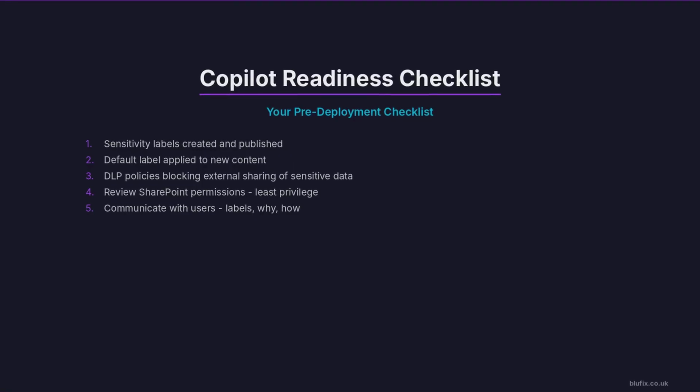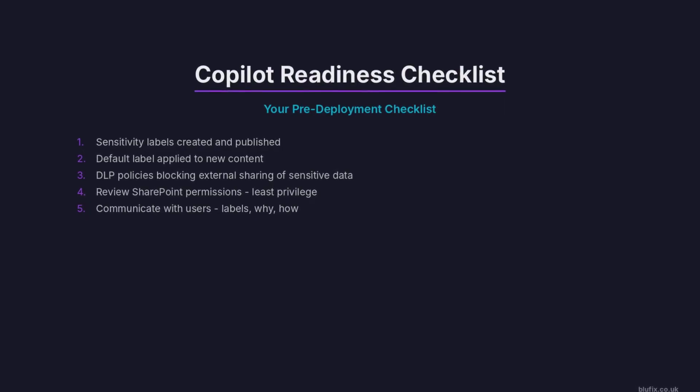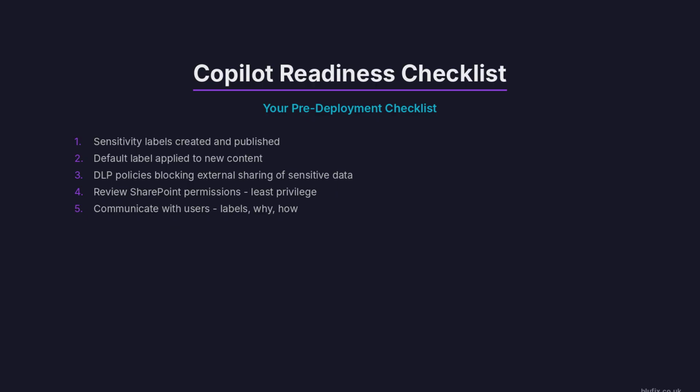So let's bring it all together. Here's your Copilot readiness checklist. Number 1, sensitivity labels created and published. Check. Number 2, default label applied to new content. Check. Number 3, DLP policies blocking external sharing of sensitive data. Check. Number 4, review your SharePoint permissions and make sure people only have access to what they need. That's an admin task you should do regardless. And number 5, communicate with your users. Tell them about the labels, why they matter, and how to use them. With all of this in place, you can deploy Copilot knowing that your data is classified, protected, and governed.